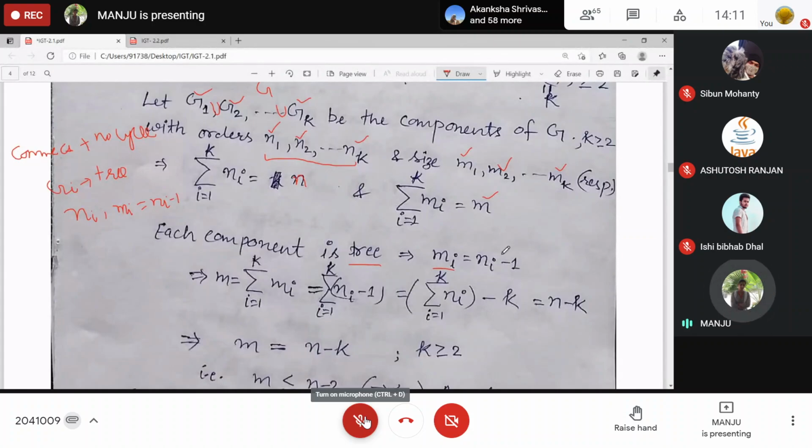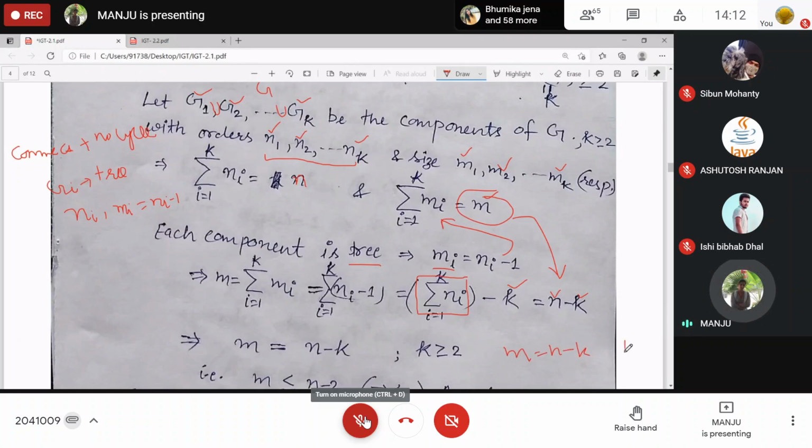Now just put this value here. What do we get? M is equal to the summation of ni minus the summation of 1, with i running from 1 to k. So we get the summation of ni minus, 1 plus 1 plus 1 and so on, k times. So k times it will be added, so minus k. Clear? And what is this first value? This counts all the numbers, N. So what do we get? M is equal to n minus k. Clear? M is equal to n minus k.